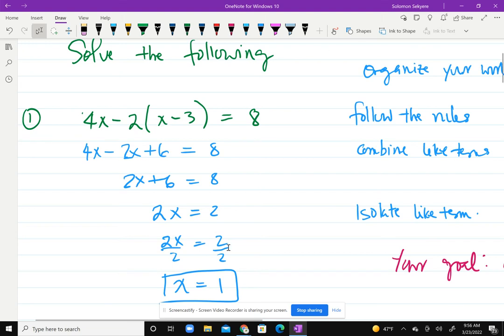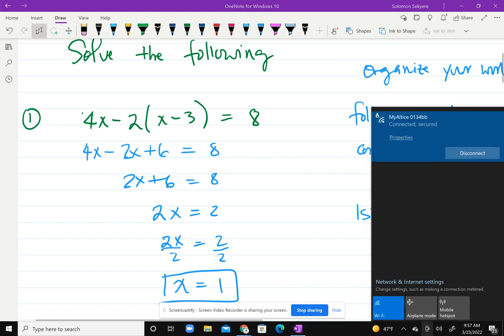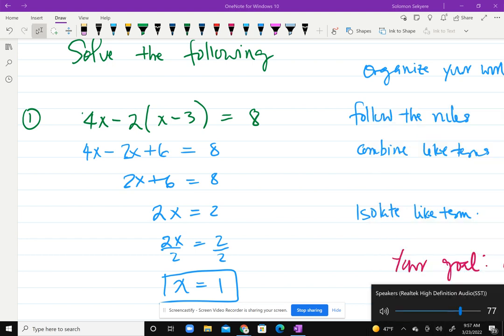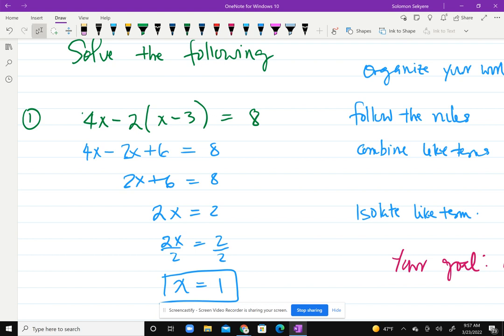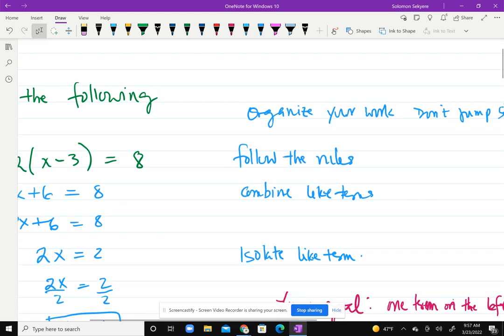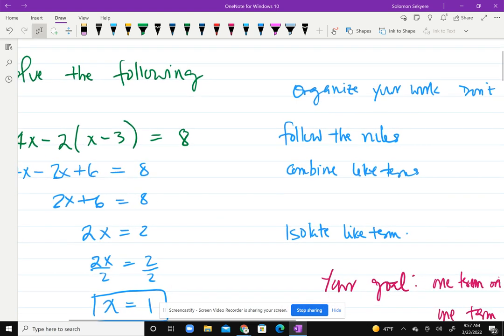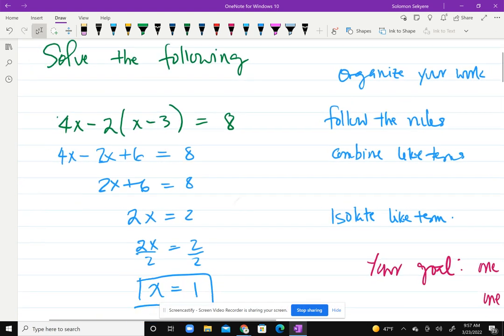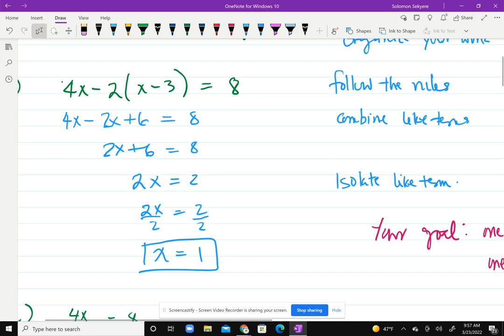Hello, in this video we are going to solve a few problems as a review of solving one variable equations. Okay, so let's go. All right, so as I always tell you, organize your work, make it legible and orderly. Just in case you make a mistake, you can go back and trace your work and hopefully find where the mistake is.